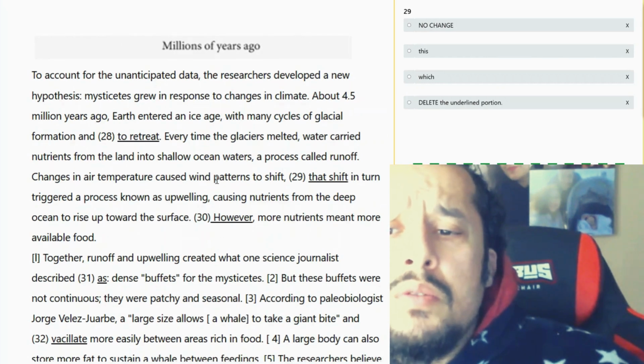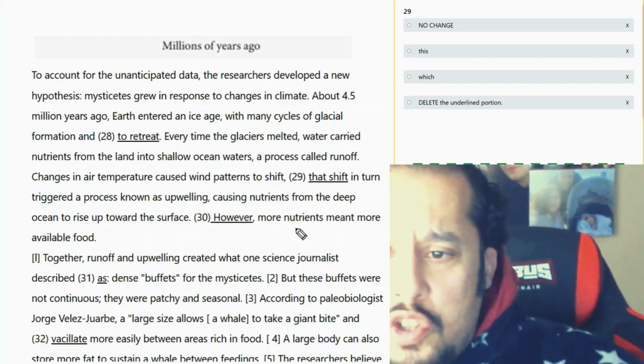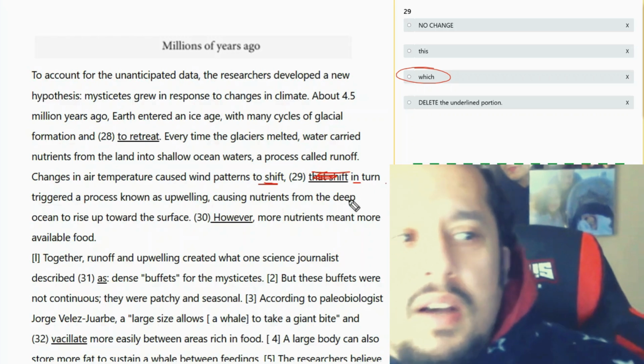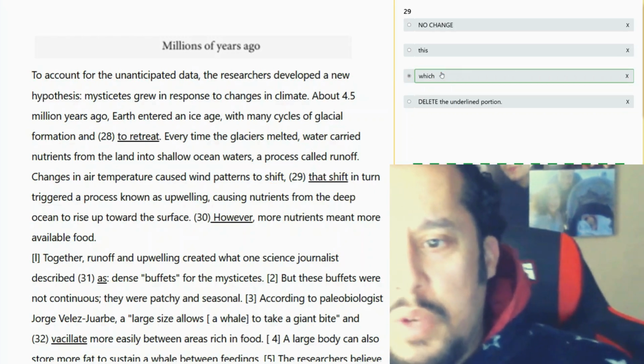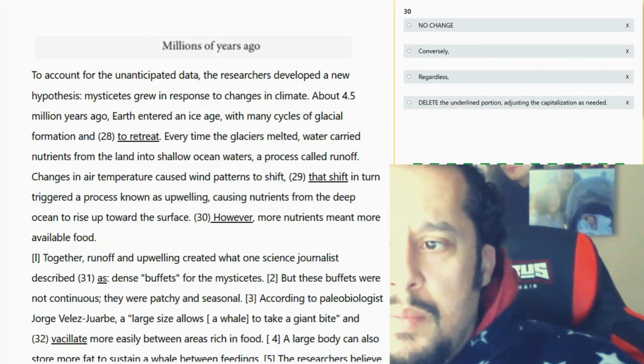Changes in air temperature cause one to shift. That shift into which. I mean, she doesn't know that shift, right? We could just say which directly. Which in turn that shift works, right? But it's a bit redundant there. We say which directly. This answer would make a comma splice. Number 30.